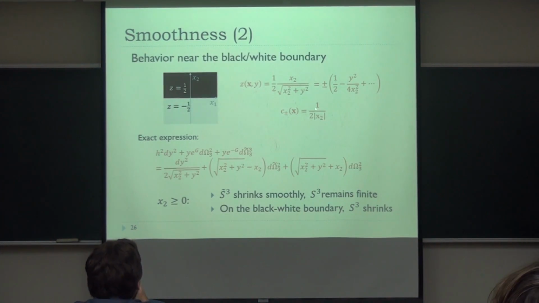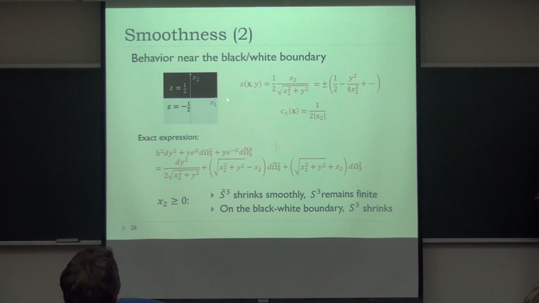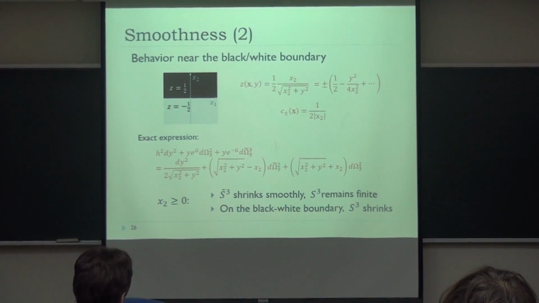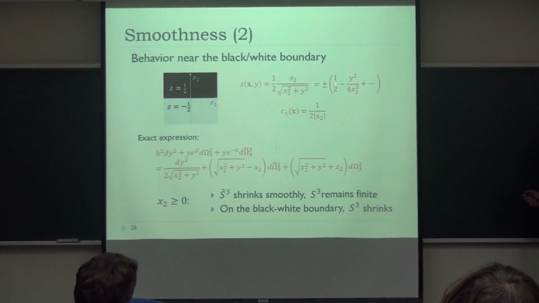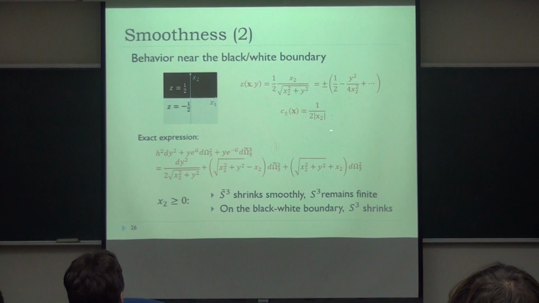So if you consider the behavior near the black-white boundary like this, let's consider this simple situation where everything is black in the upper half plane and everything is just white in the lower half plane. Then the integral is trivial, and you find that this is given by this. So this is a z function. And by extending, you see that this is plus minus 1/2 minus some function like this. From this, you read off that this function c is 1 over x2, basically.